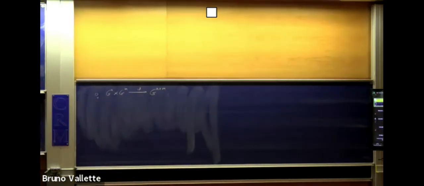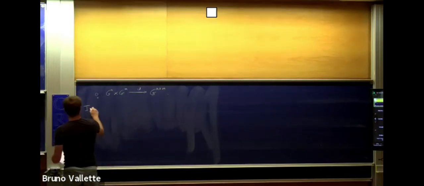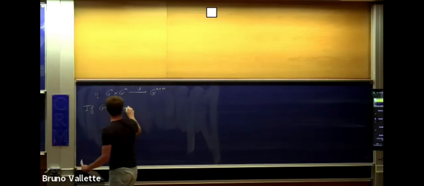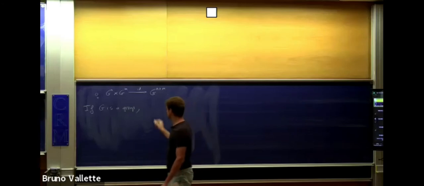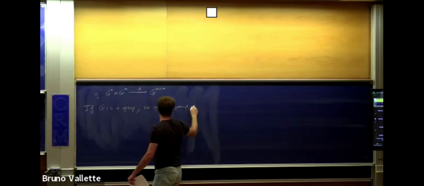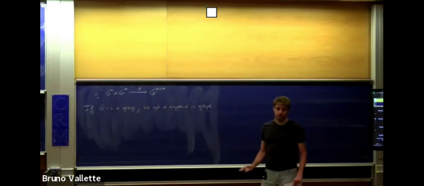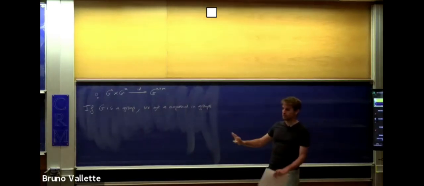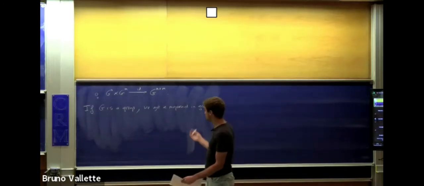You can check that it does satisfy the axioms of an operad. Well, it's fairly simple. If G is a group, then we get an operad in groups. The only thing you have to care about is that we never use any group multiplication which is not a group morphism. It's just diagonals and identity.